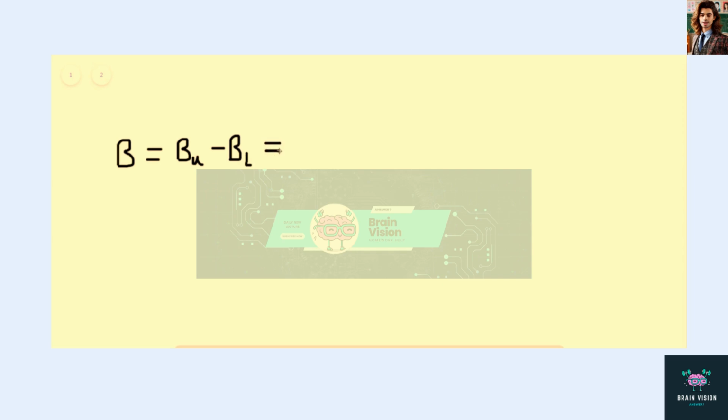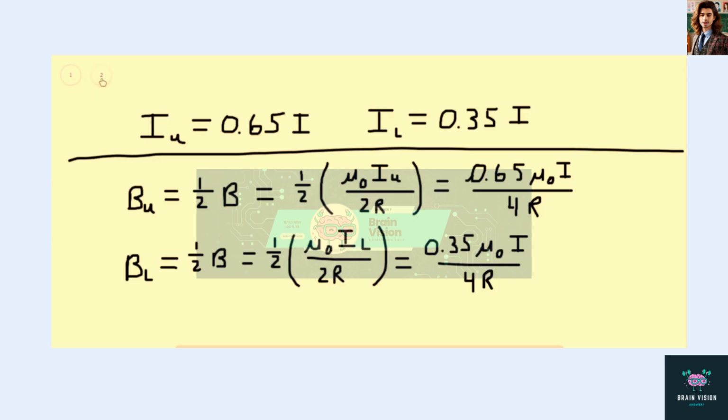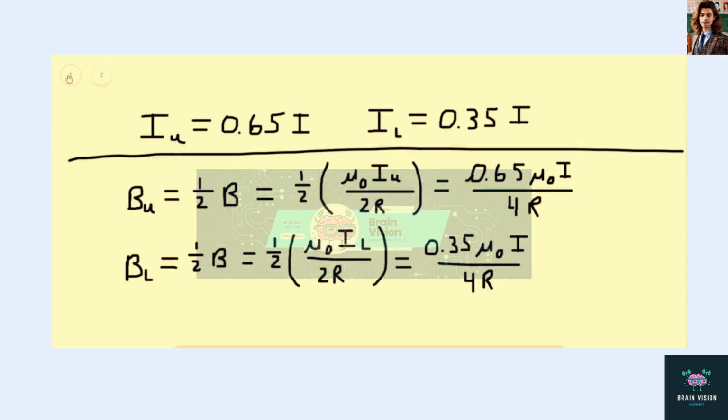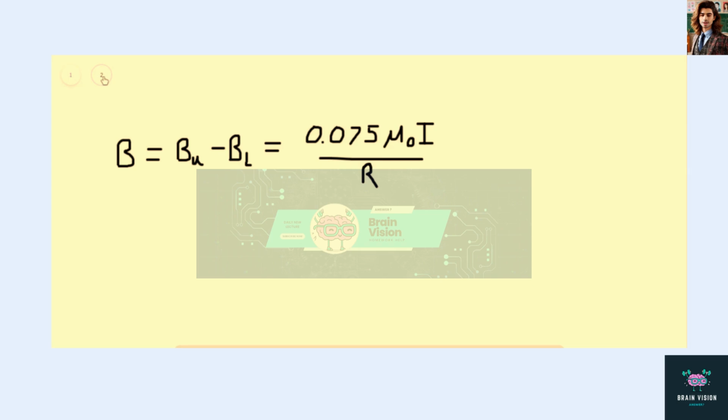Okay, so if we plug our values in for B sub U and B sub L that we just found, we find that it's 0.65 minus 0.35, which is 0.3, divided by 4, or in other words, 0.075. And then we still have the common factors in all of them, which is mu naught times I divided by r. So I got rid of the 4 on the bottom by dividing the 0.65 minus 0.35 by 4. And I got 0.075 mu naught I divided by r.